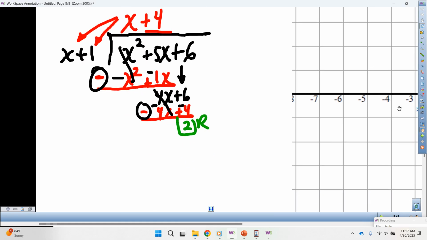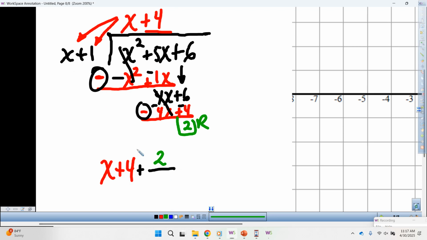How are we doing? Good? So, if I was to ask you to write the answer for that, what is the answer for that division? The red stuff, yeah? So our answer is x plus 4. But do we have a remainder? Yes. Remainder of 2. And the divisor is x plus 1. Thank you.